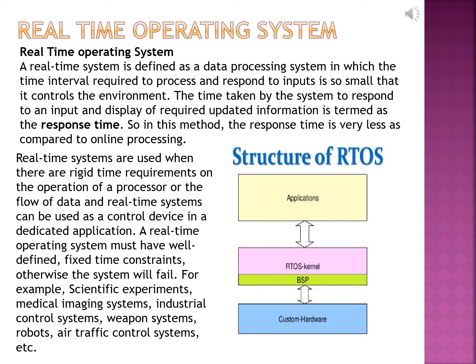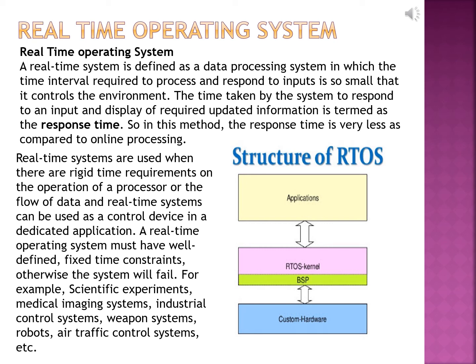Real-time systems are used when there are rigid time requirements on the operation of a processor or the flow of data, and real-time systems can be used as a control device in a dedicated application. A real-time operating system must have well-defined fixed time constraints, otherwise the system will fail. For example, scientific experiments, medical imaging systems, industrial control systems, weapon systems, robots, air traffic control systems, etc.